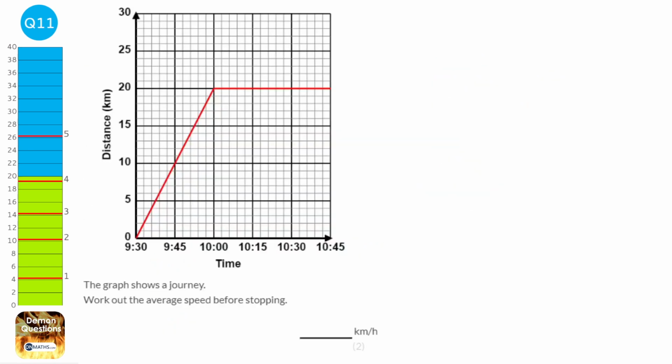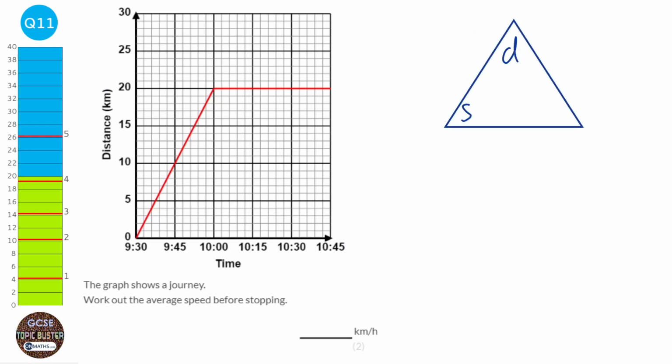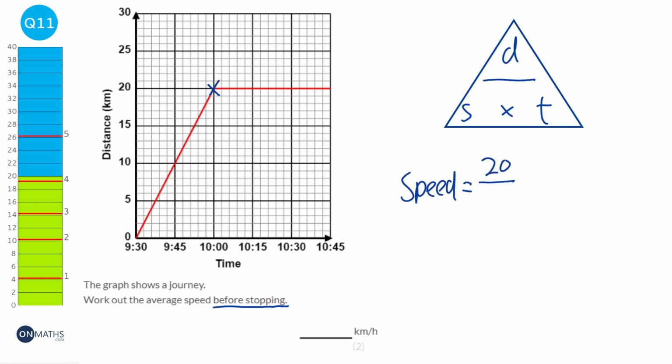So for us to work out the average speed, we've got to first of all remember the triangle. So average speed is total distance over total time. And we're told to find the average speed before stopping. So stopping is shown with a horizontal line on a distance time graph. So it's up to this point here. So the average speed will be the total distance, which would be 20, over the total time.